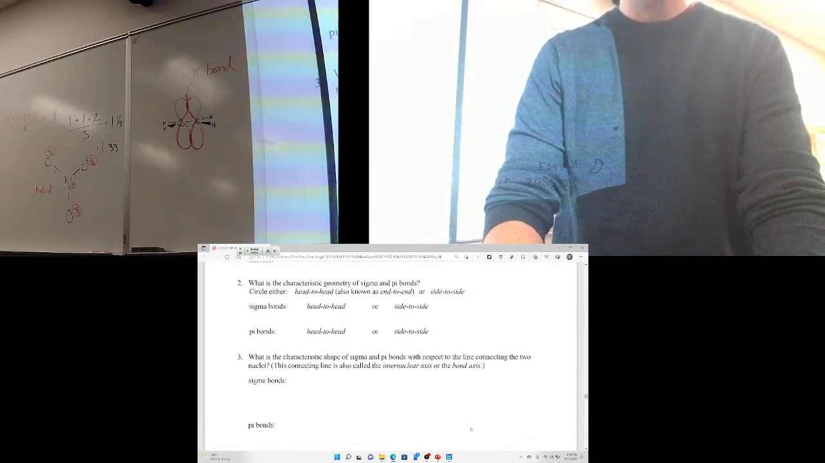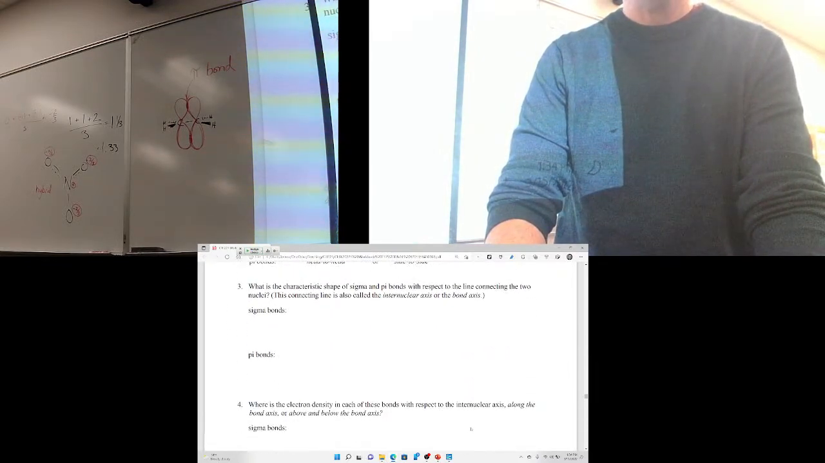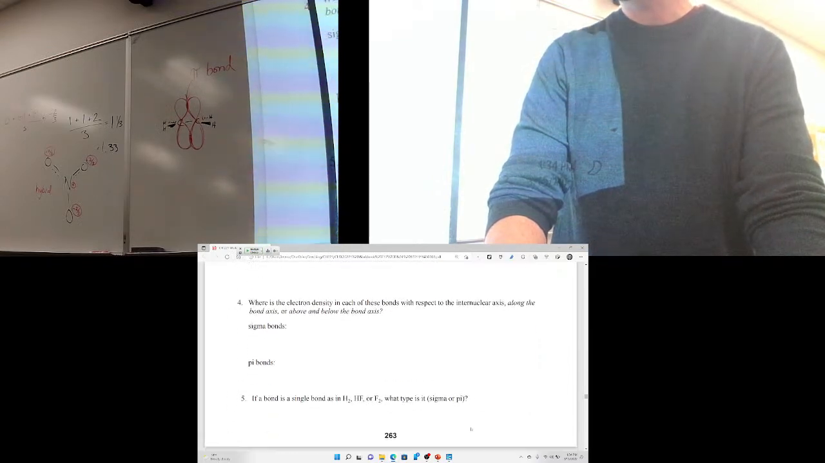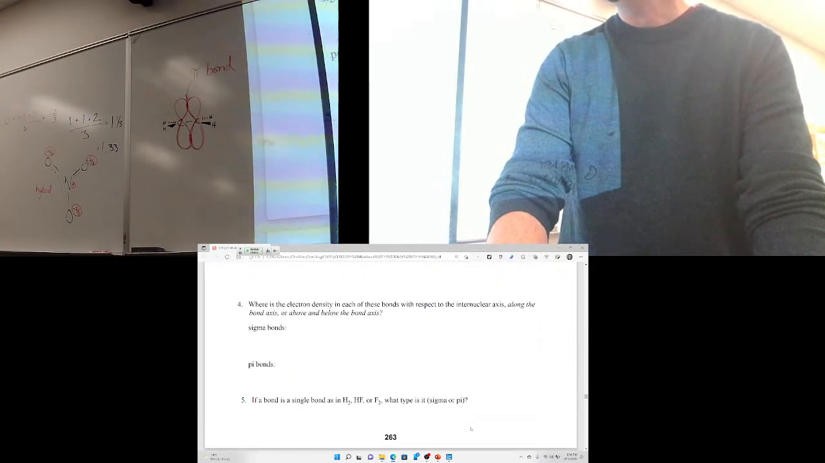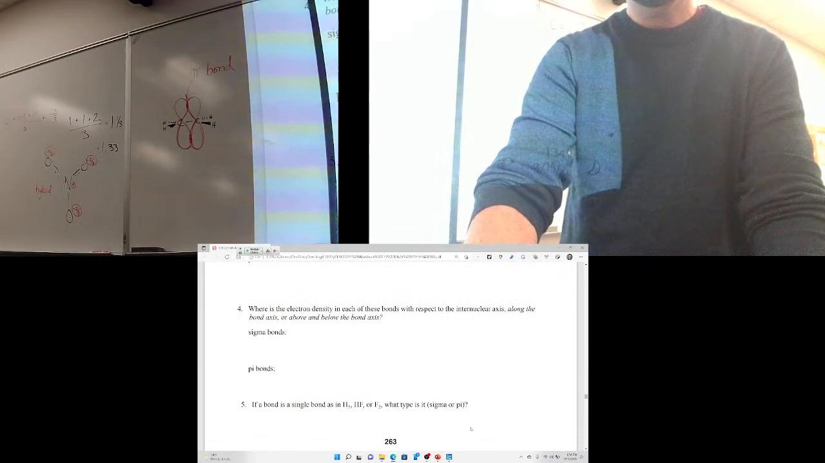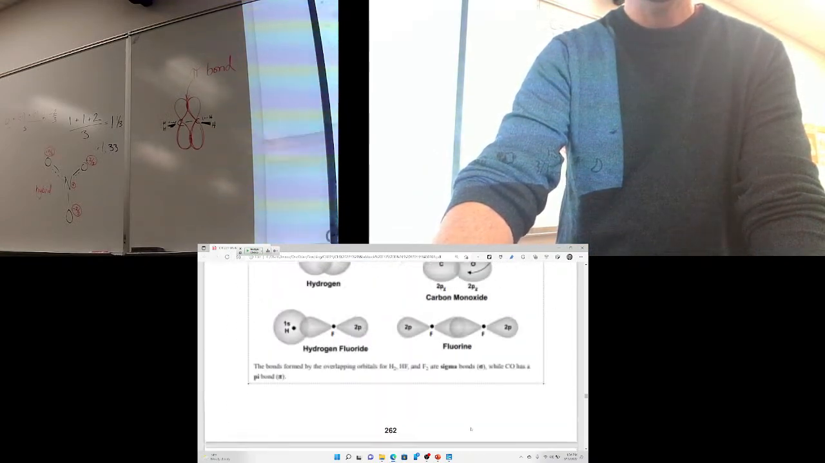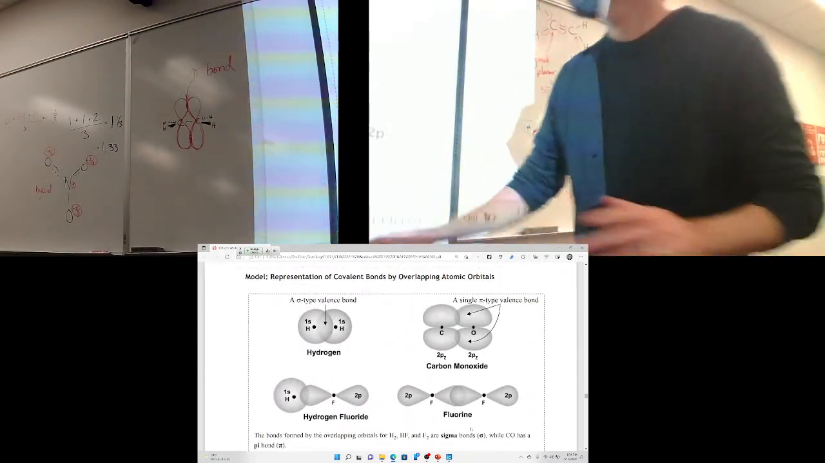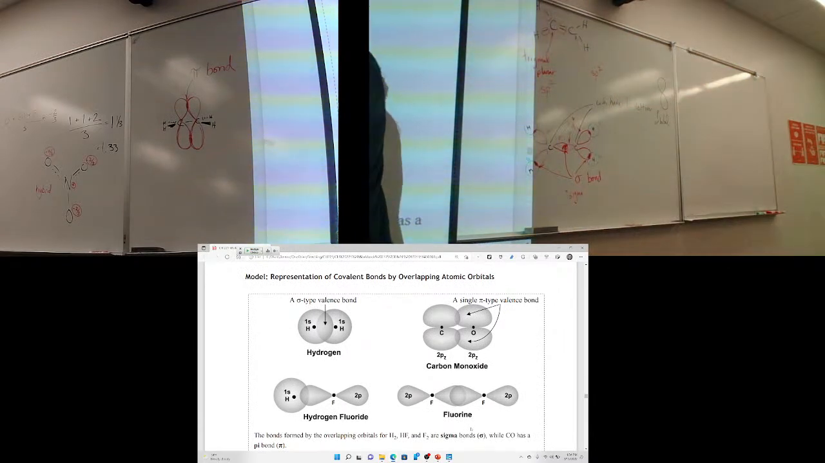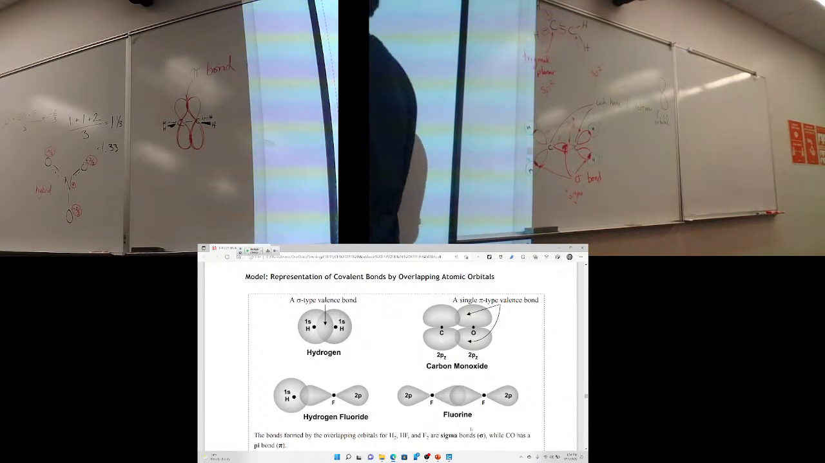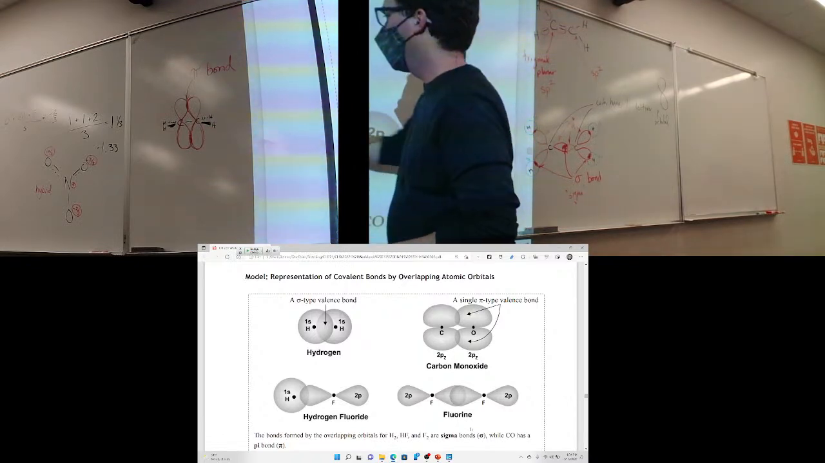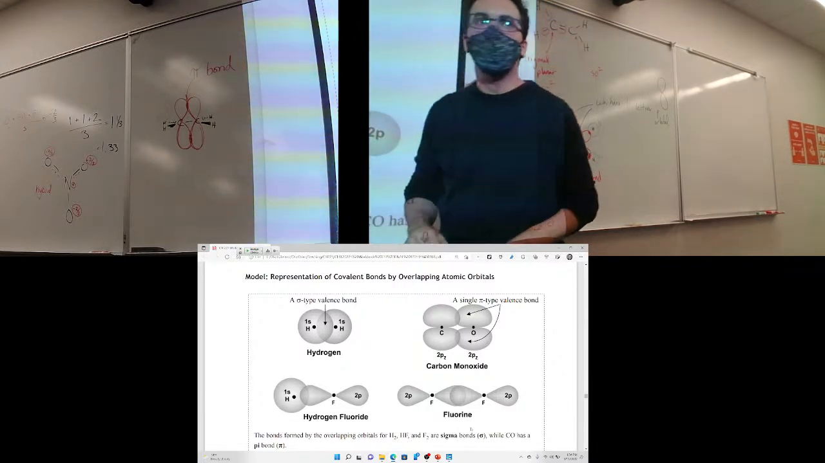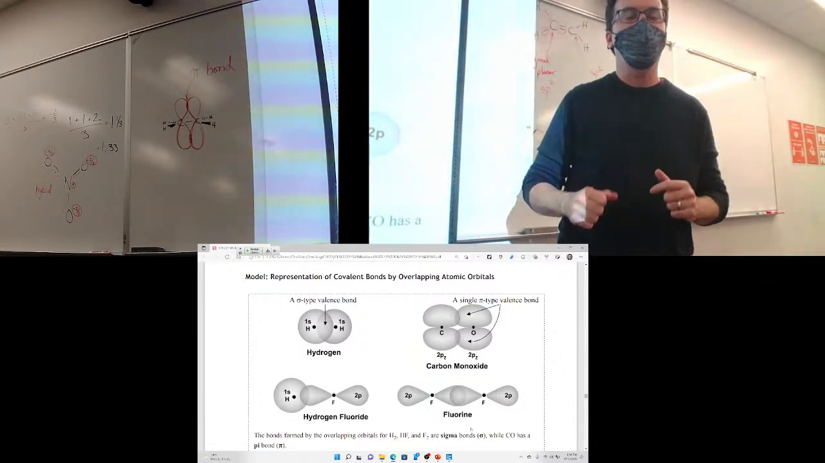So 2 and 3 are very subjective, and for 4, you'll have to describe what you think. The takeaway from 4 is that you see this internuclear axis, the axis between the centers of the atoms. For pi bonds, there's nothing there, whereas for sigma bonds, there's plenty of electron density directly between the nuclei.